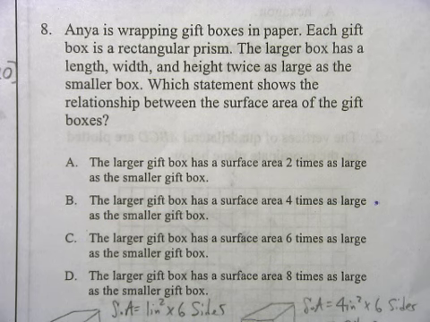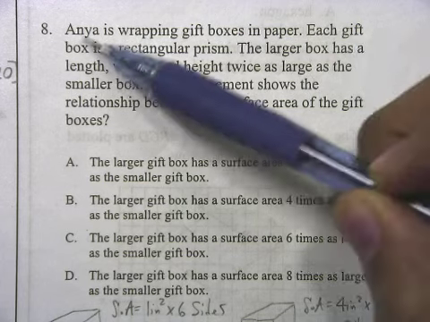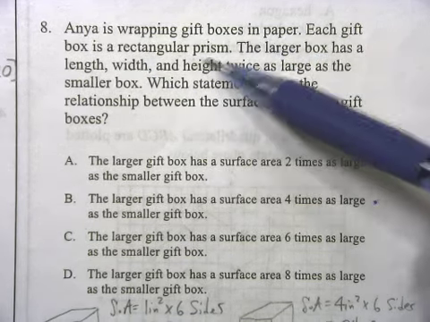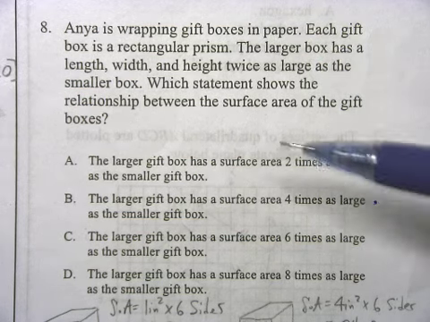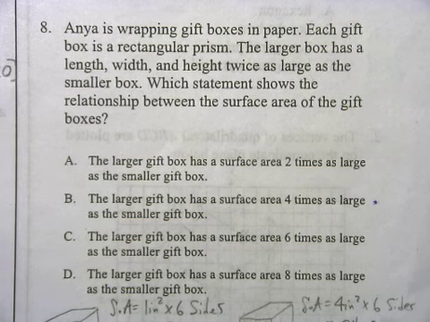Okay, so we're on part 3 of the spring interim. We're on question number 8. And question number 8 says that Anya is wrapping gift boxes in paper. Each gift box is a rectangular prism. The larger box has a length, width, and height twice as large as a smaller box. Which statement shows a relationship between the surface area of the gift boxes?